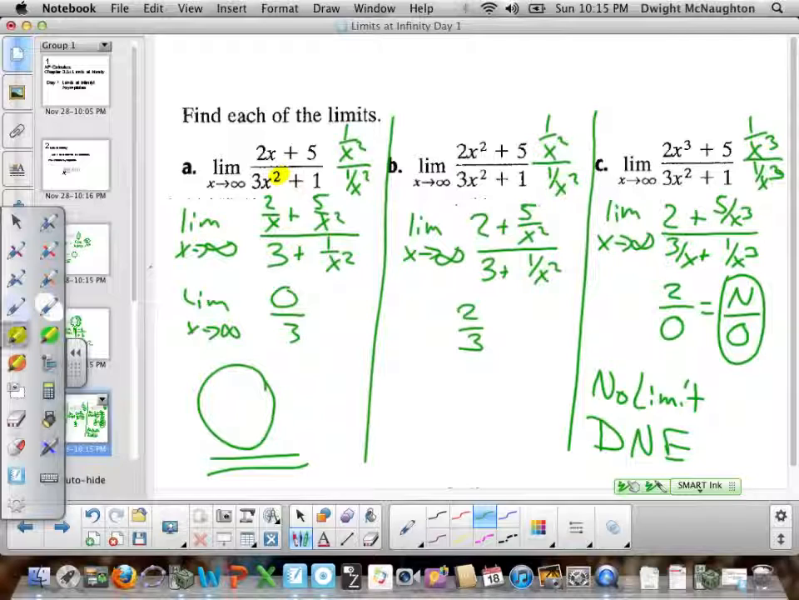The second case, the degrees in the numerator and the denominator were the same. When that happened, what happened? Everything canceled out, became 0, and you were just left with your coefficients. And then we divided the lead coefficients of the numerator and denominator. So if the degrees are the same in the numerator and denominator, divide the lead coefficients.